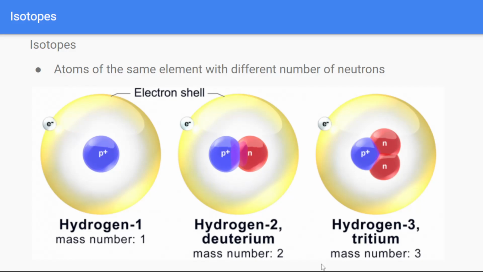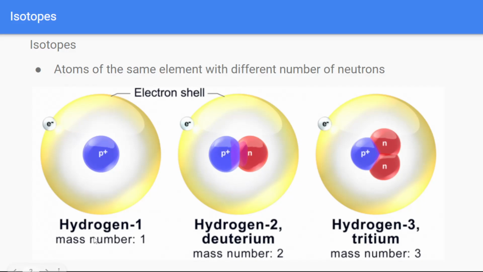In this video, we'll discuss isotopes and how to calculate atomic mass. Isotopes are atoms of the same element with different numbers of neutrons. All three of these isotopes have one proton, which makes them hydrogen, but they have different numbers of neutrons, which gives them a different mass.